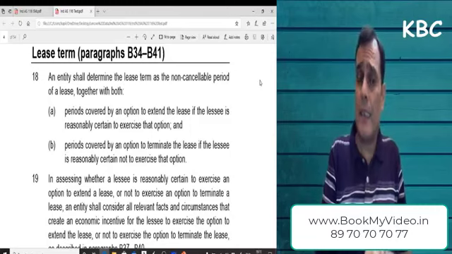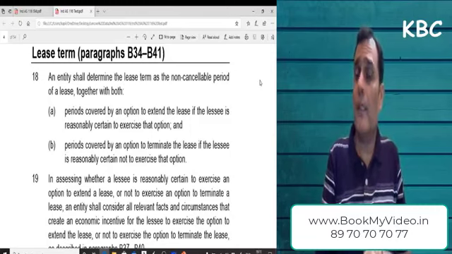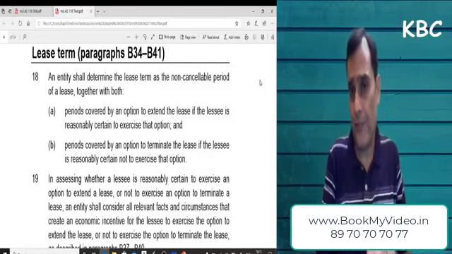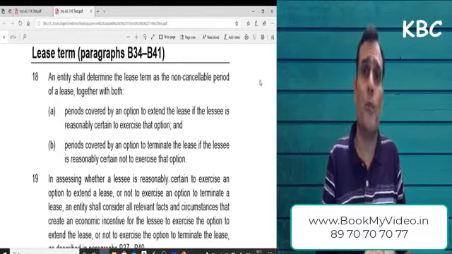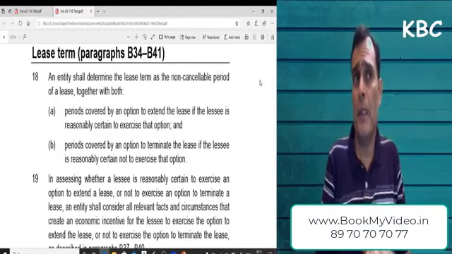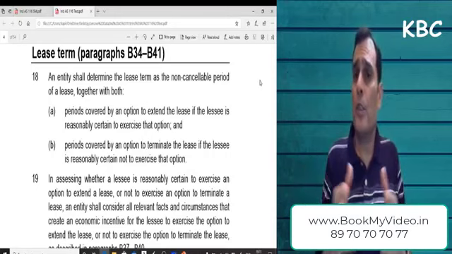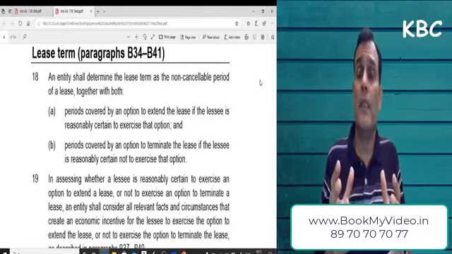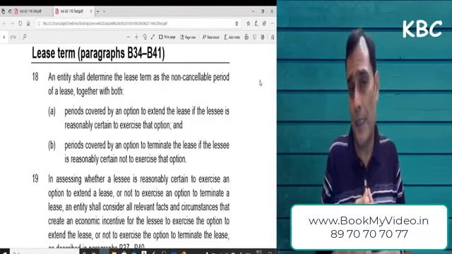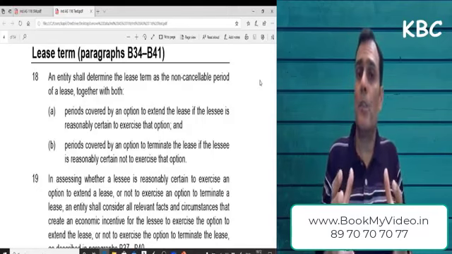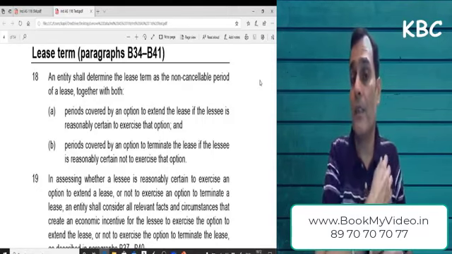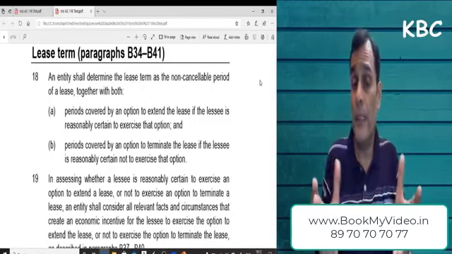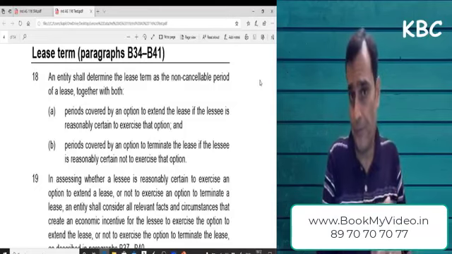Para number 18 says an entity shall determine the lease term as the non-cancelable period of a lease. The question arises, what is a non-cancelable period? Well, you can say it is the period during which a contract cannot be terminated by either of the parties. It is a period which has to be honored under any circumstances. The period in which the lessee, that is, the customer, is required to make the lease payments unconditionally and irrevocably is a non-cancelable period, and that would always be given in the question.